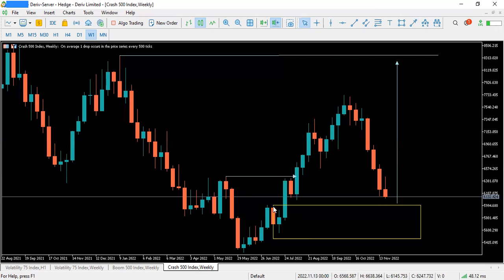This one is no longer valid because it was tapped already. So this one is the one that is clear to be tapped. This week, Crash 500 can tap that one. That's when we're going to start looking for major buying opportunities.